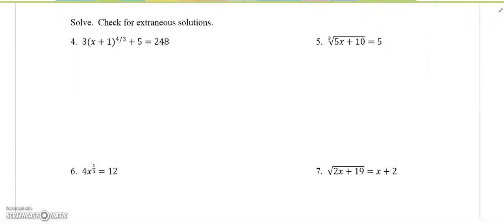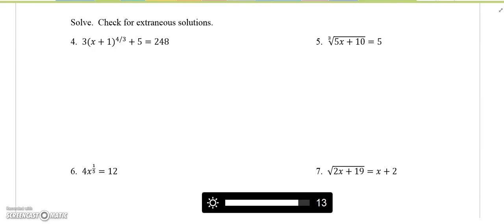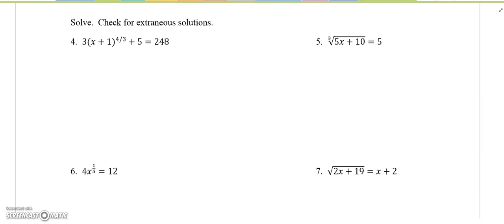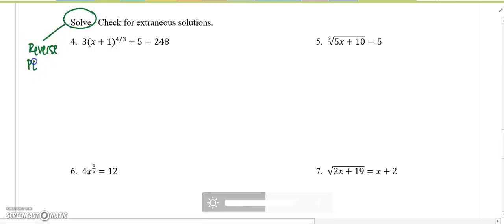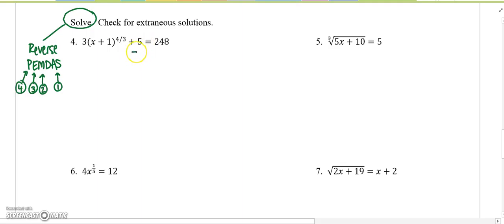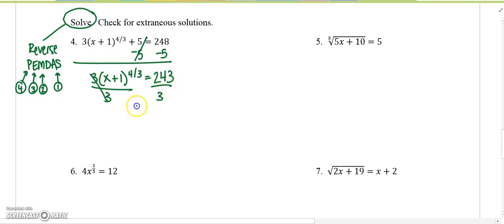All right, let's try some solving. We've been doing a lot of solving, so hopefully this stuff is going to seem familiar. Okay, with solving, we do reverse PEMDAS. So I'll make a note of that because I know some of us forget. All right, so I'm going to start with addition and subtraction, multiplication and division, exponents, and parentheses. So here I've got a plus 5, that's addition, subtraction. Get rid of it. All right, that gives me 243. Then we do multiplication and division.